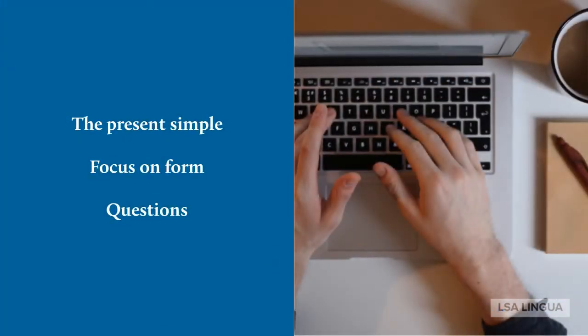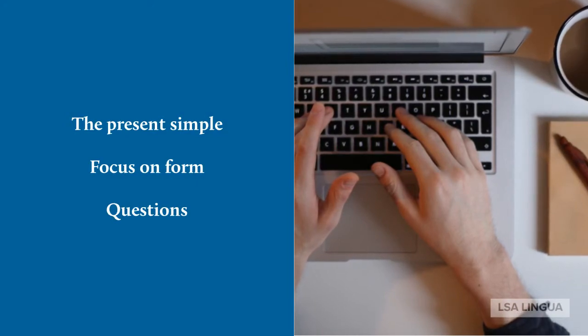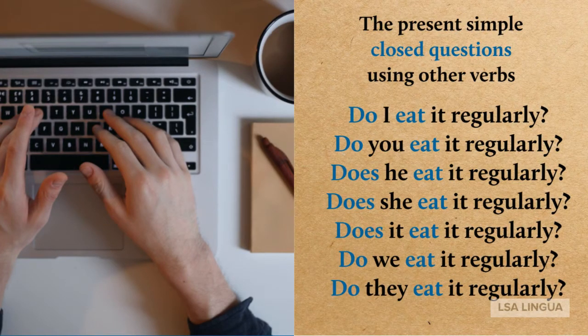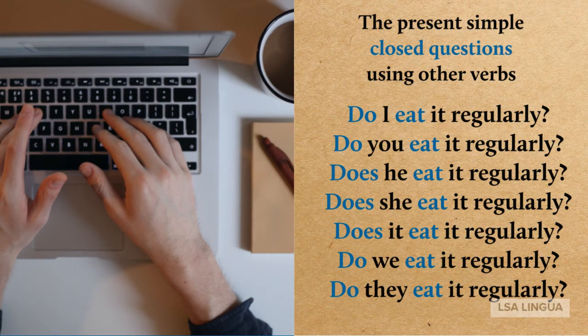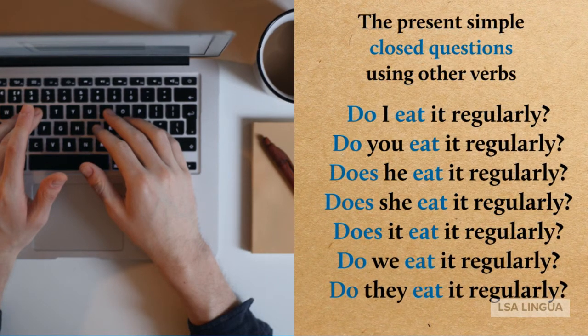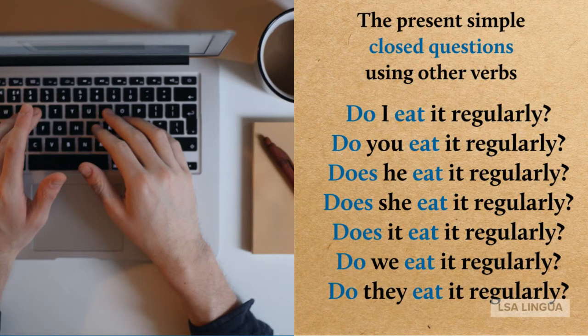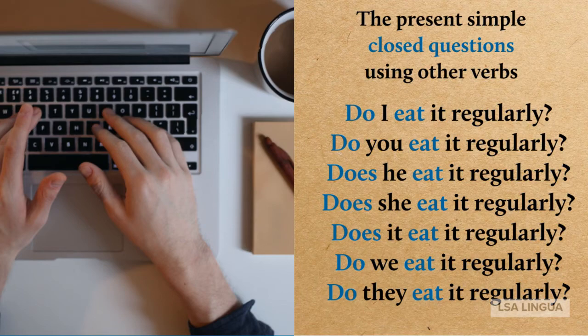The present simple focus on form, questions using other verbs than be. So here are some closed questions. Do I eat it regularly? Do you eat it regularly? Does he, she, or it eat it regularly? Do we eat it regularly? Do they eat it regularly?